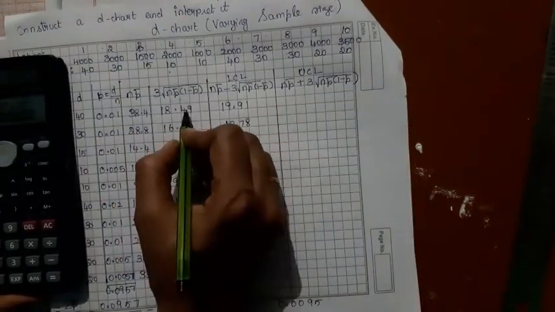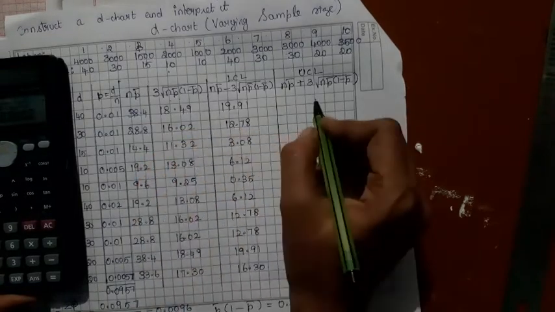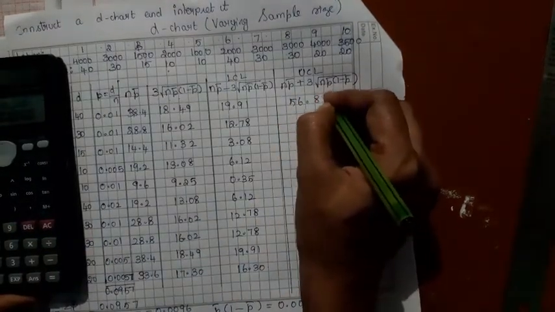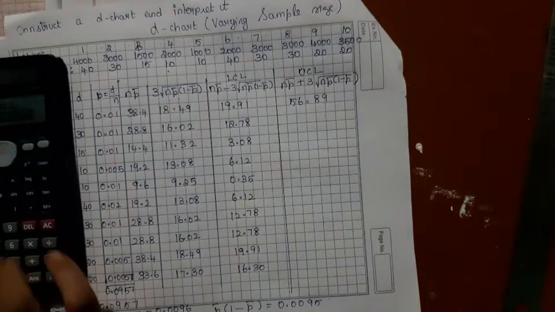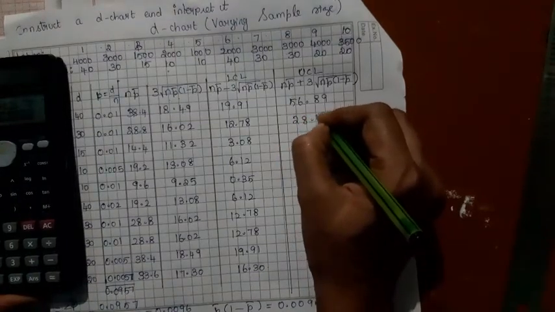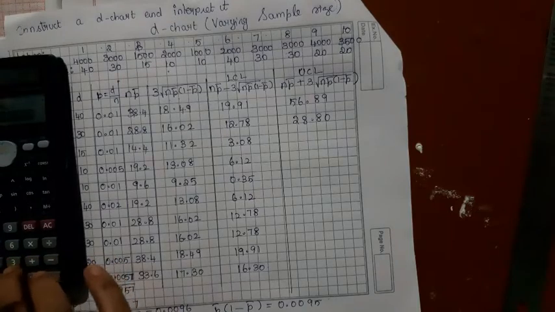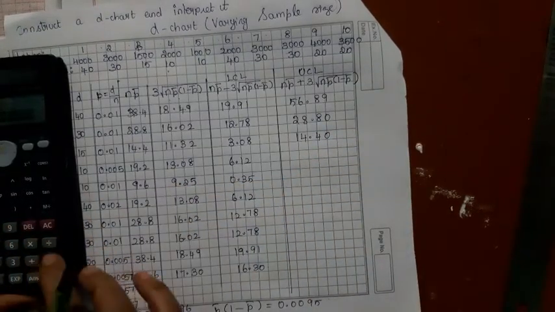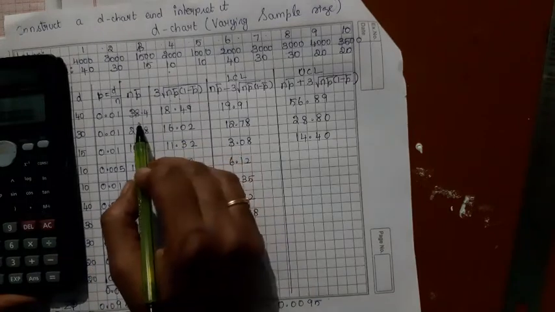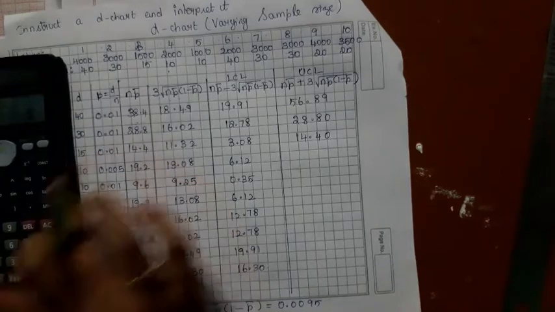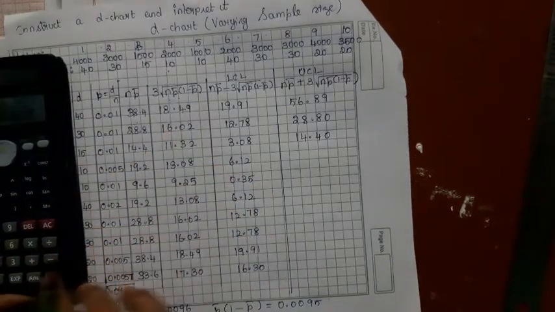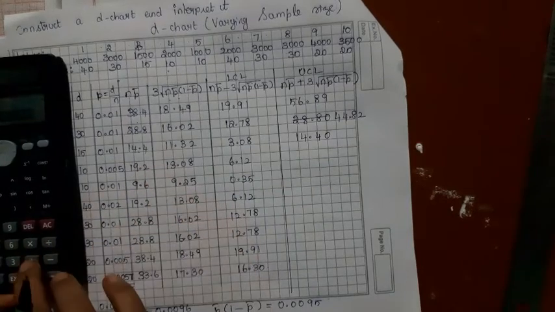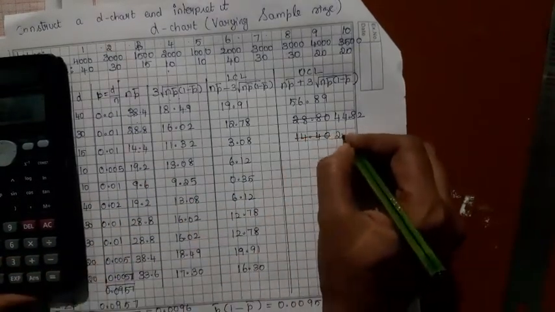Now this n P bar plus 3 into square root of n P bar into 1 minus P bar gives the upper control limit. 38.4 plus 18.49, 56.89. 16.02 plus 12.78, 28.80. 11.32 plus 3.08, it is 14.40. 28.8 plus 16.02, 44.82. Here 14.4 plus 11.32, 25.72.